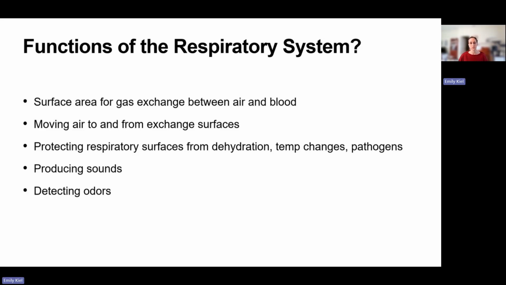And we need to protect those respiratory surfaces from dehydration, temperature change, and pathogens. It helps us produce sounds, and it also helps us detect odors. And we learned a little bit about that last year in AP1 when we studied the olfactory special senses.